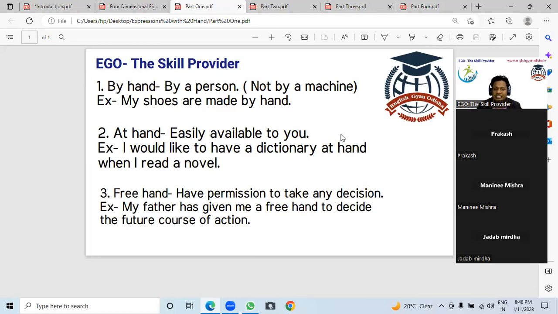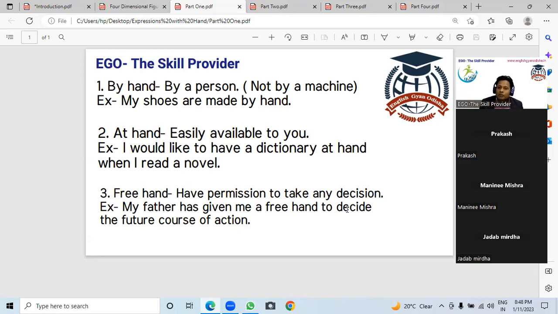The second expression is called at hand. So at hand means when something is available to you very easily. Something is very easily available. Suppose right now I'm sitting here, and I have a wireless mouse with me. If I want to make the screen and other things change, how can I do it? So I need it at hand.